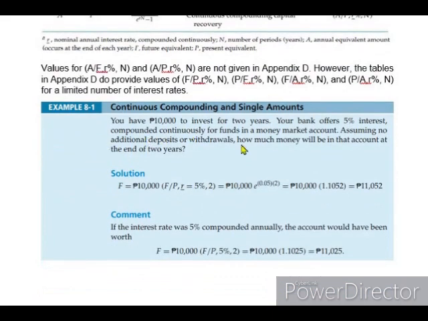First example, continuous compounding and single amounts. So, you have 10,000 pesos to invest for 2 years. Your bank offers 5% interest compounded continuously for funds in a money market account. Assuming no additional deposits or withdrawals, how much money will be in that account at the end of 2 years?